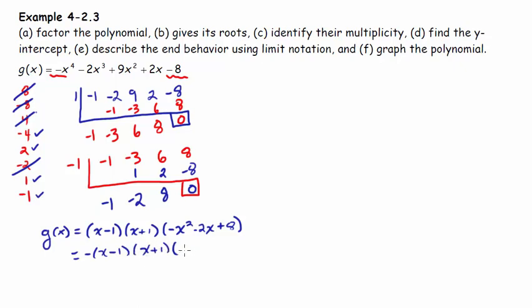So if I factored out that negative, this term is going to be positive. The next term is going to be positive, and then this term is going to be negative. Alright, so I factored out that negative. I'm going to copy these two factors.